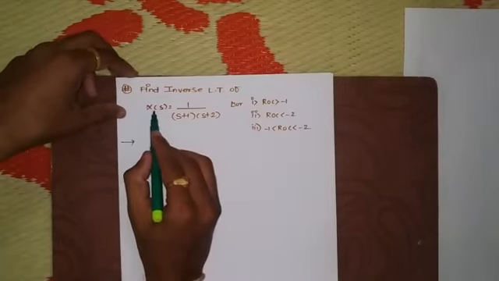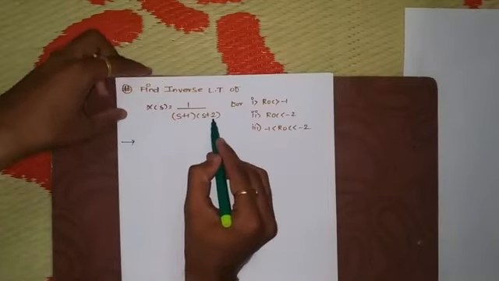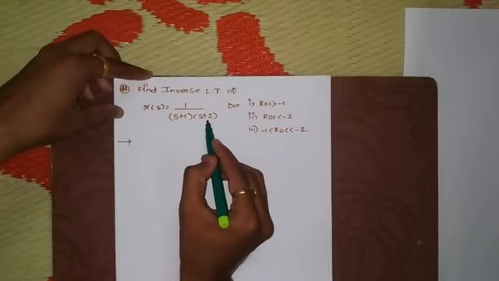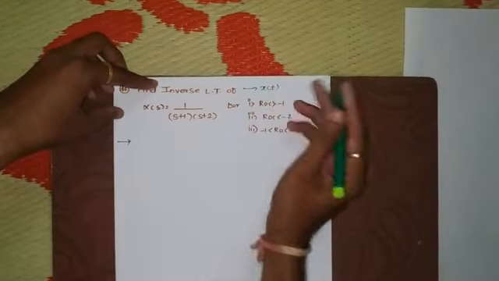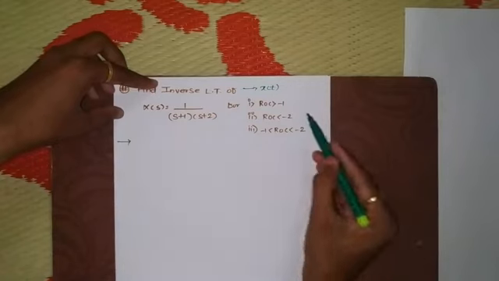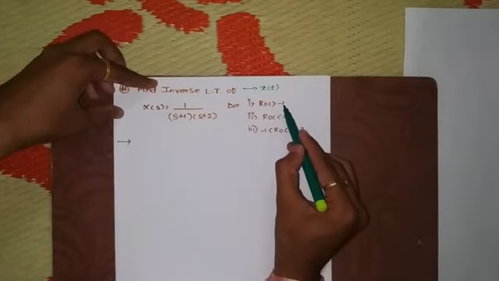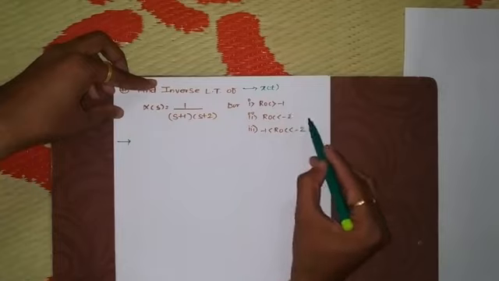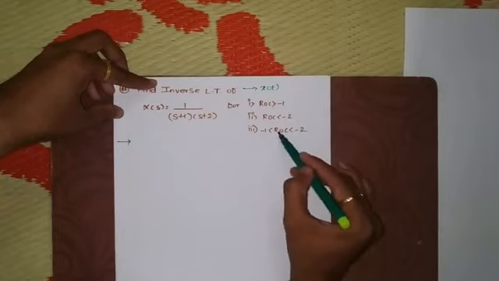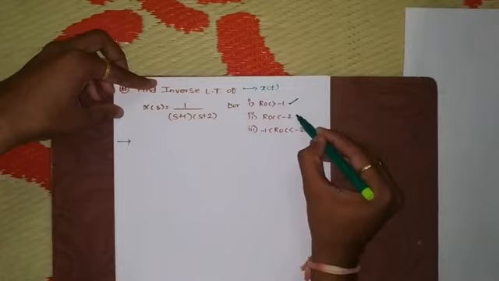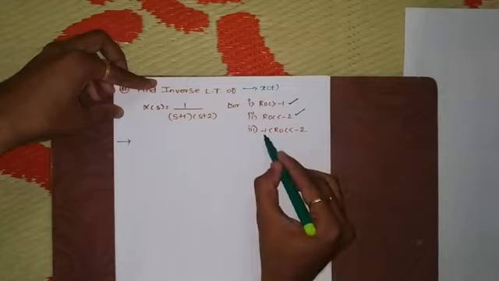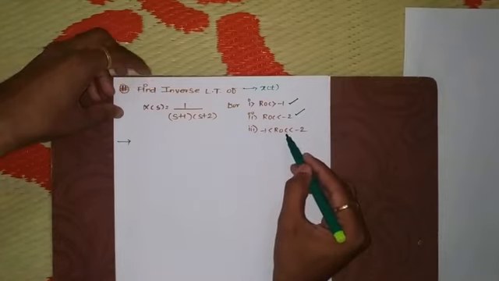Now here the question is asked: X of s is 1 by (s plus 1) into (s plus 2), and we have to find its inverse Laplace transform, that is nothing but x of t, for three different cases. Case 1 is when the region of convergence is greater than minus 1 pole point, case 2 is less than minus 2 pole point, and case 3 is in between that. That means we can say the first should be a right sided signal, corresponding to this the second will be left sided, and the third is going to be a both sided signal.